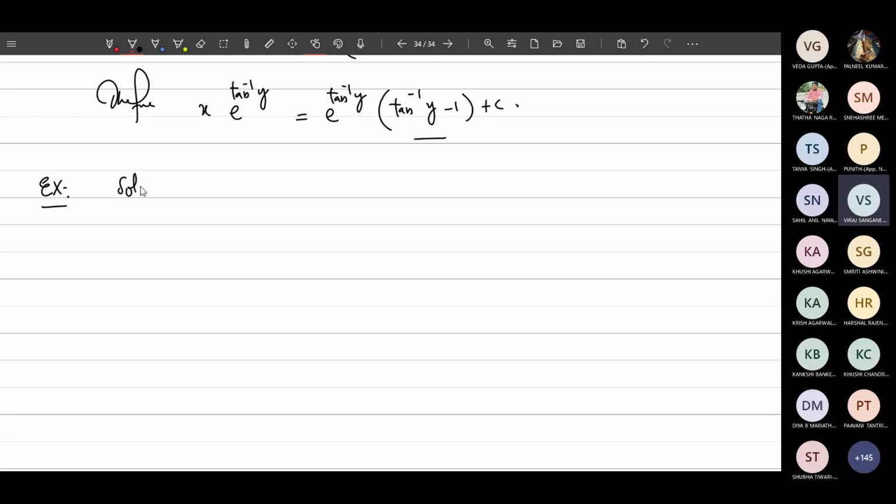Next solve dx plus x dy equal to e power minus y secant square y dy.